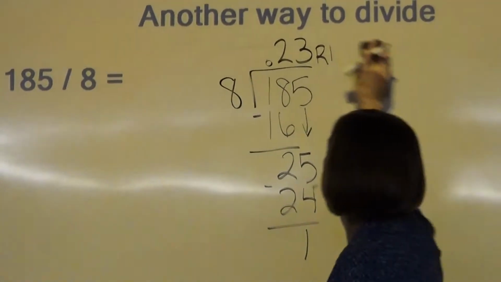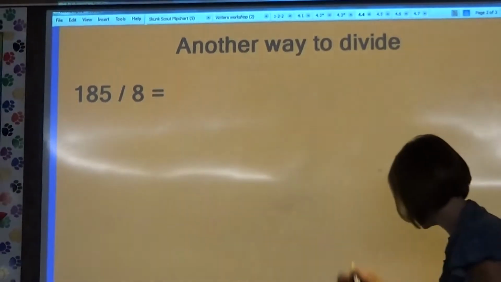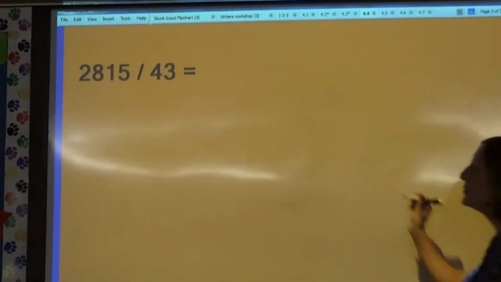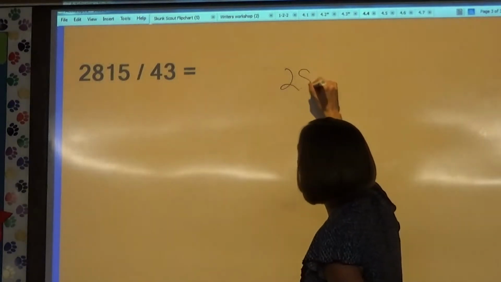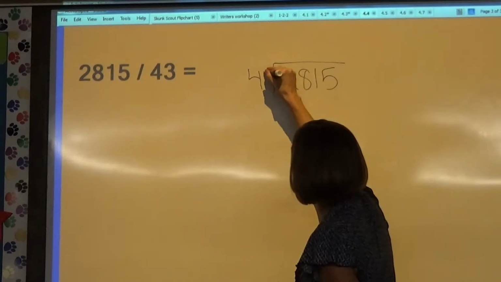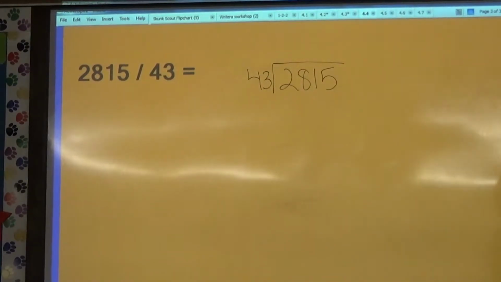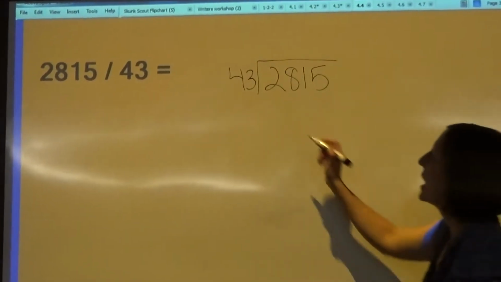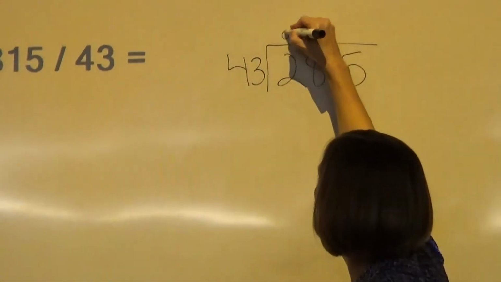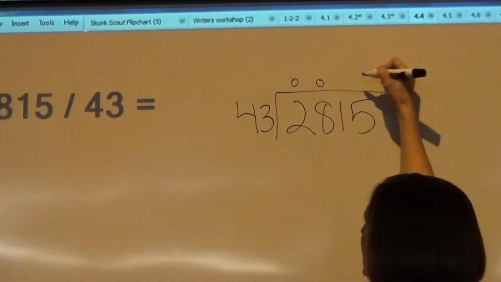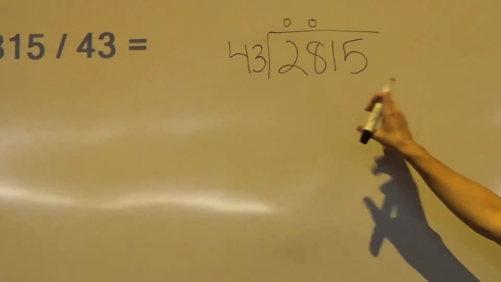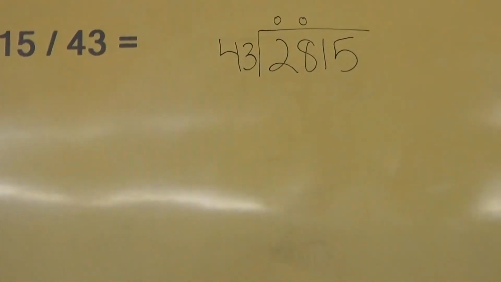Okay, let's take a look at another division problem, but this time we'll use a 2-digit number. So in the problem, 2,815 divided by 43. I'm going to begin by asking the same questions. How many 43s can go into 2? None. How about into 28? Still none. How about into 281? Now I know 43 can go in there, but I have to figure out how many times.